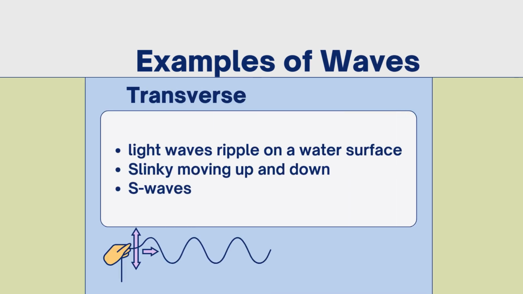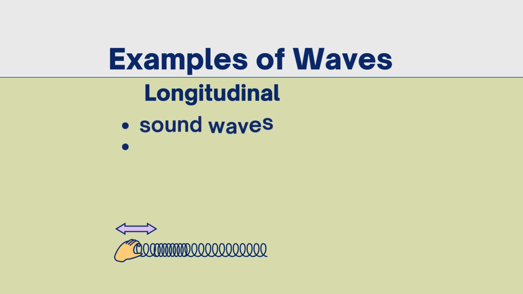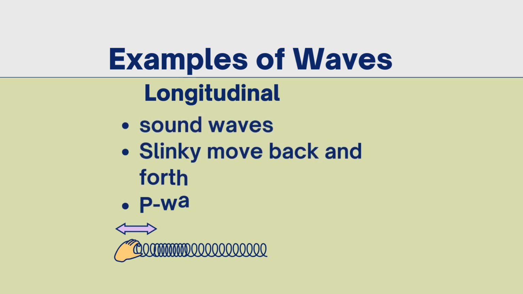Here are some examples of waves. Transverse waves include light waves, ripples on a water surface, and a slinky moving up and down as waves. Longitudinal waves include sound waves, a slinky moving back and forth, and P waves.